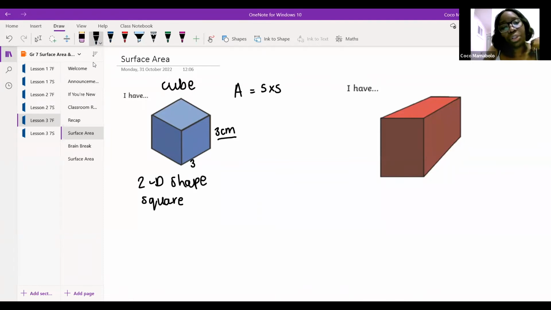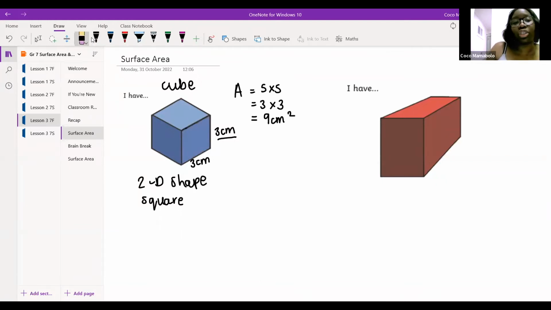Because it's a square, all the sides are going to be equal. So I'm going to have 3 centimeters here, here, here, and here. Everywhere 3 centimeters. But now I'm only focusing on this one square here at the top. If I had to calculate the area of this square, area is equal to side times side, which is 3 centimeters times 3 centimeters, and that's going to give me 9 centimeters squared.